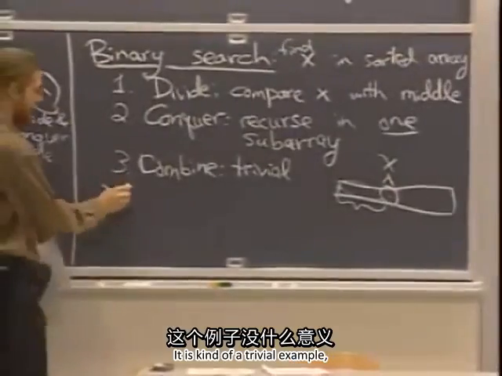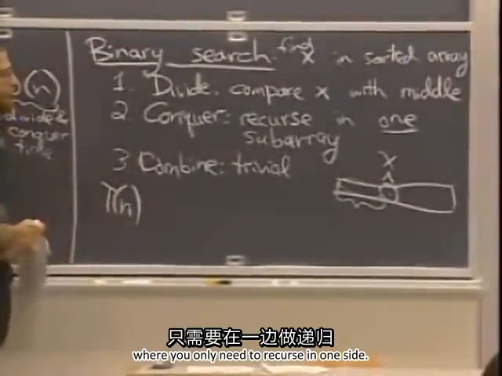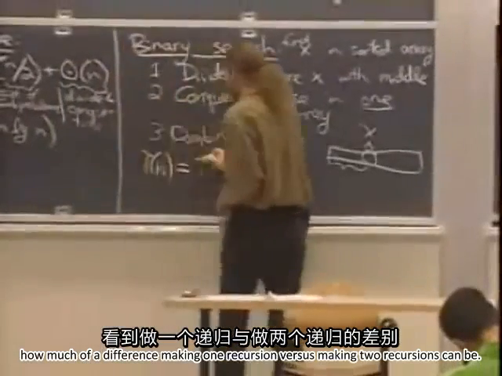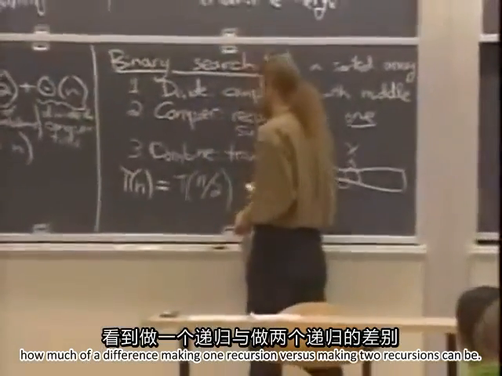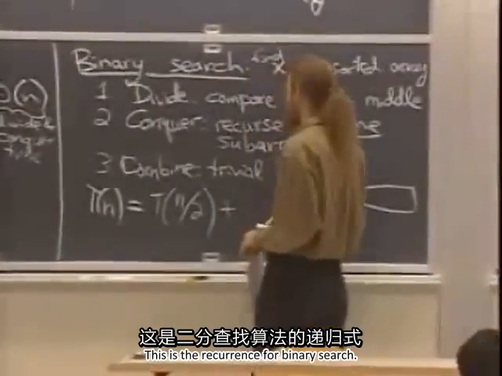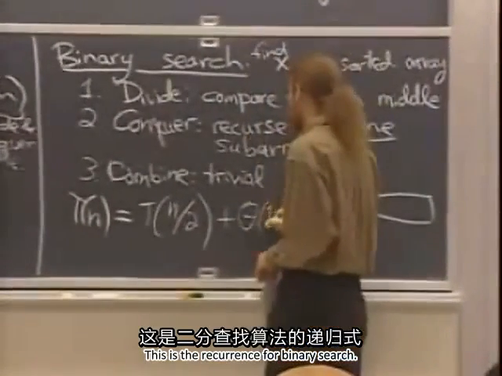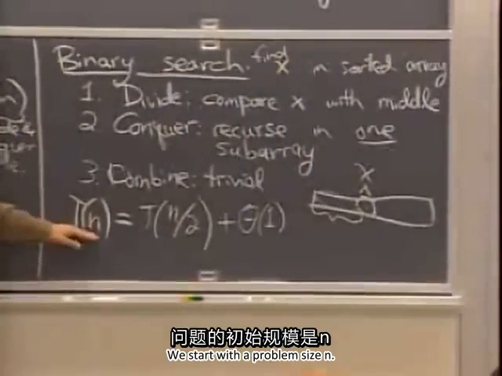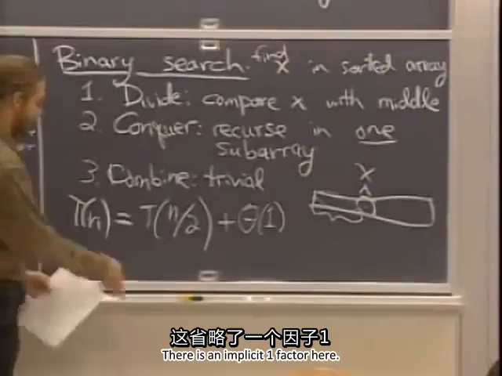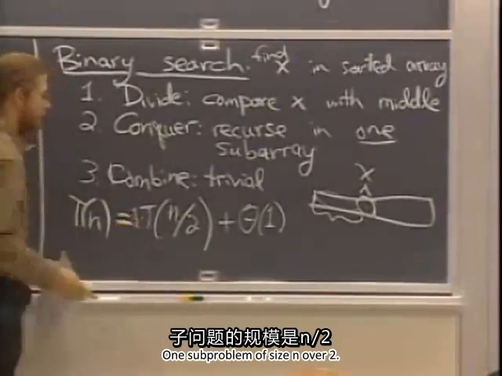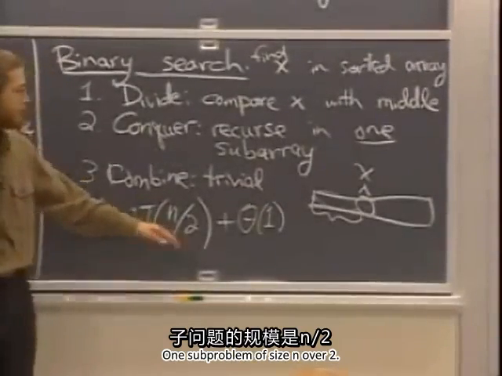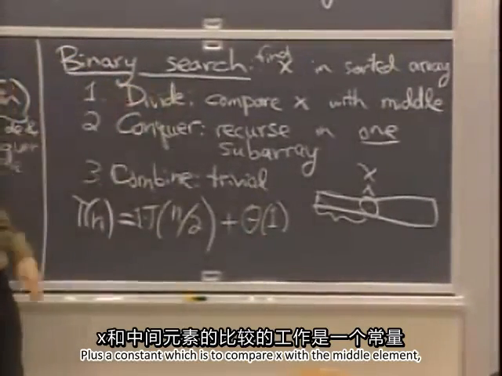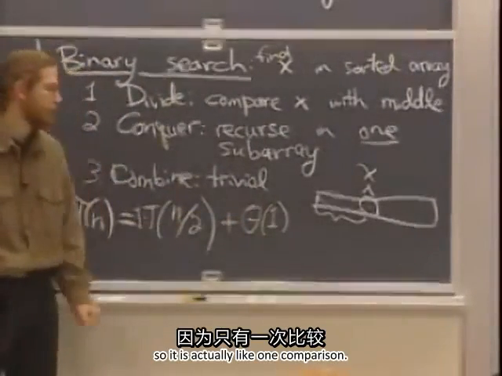It's kind of a trivial example, but there are lots of circumstances where you only need to recurse in one side. And it's important to see how much of a difference making one recursion versus making two recursions can be. So here we have the recurrence for binary search. We start with a problem of size n. We reduce it to 1 subproblem of size n over 2, roughly. Again, floors and ceilings don't matter. Plus a constant, which is to compare x with the middle element. So it's actually like one comparison.